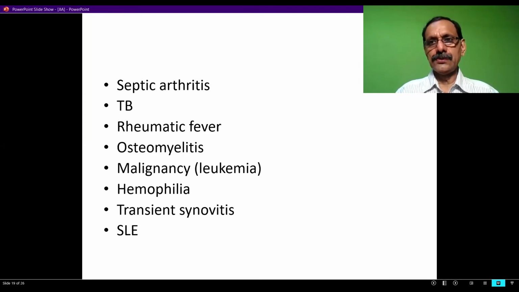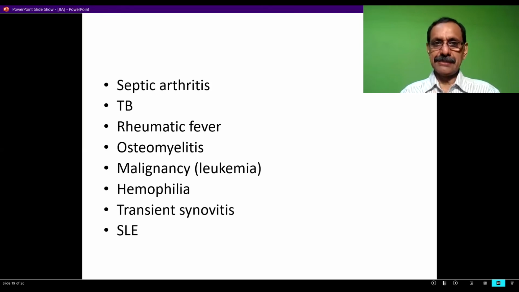Rheumatic fever, we know Jones criteria. You apply Jones criteria and see whether it is fitting rheumatic fever or not. Osteomyelitis, the tenderness is actually over the bone rather than the joint. And then you may get a history of trauma, which may have initiated osteomyelitis. And the malignancy, the leukemia, presenting as arthritis is extremely important and should not be missed. And that's why in investigation, the importance of peripheral smear.